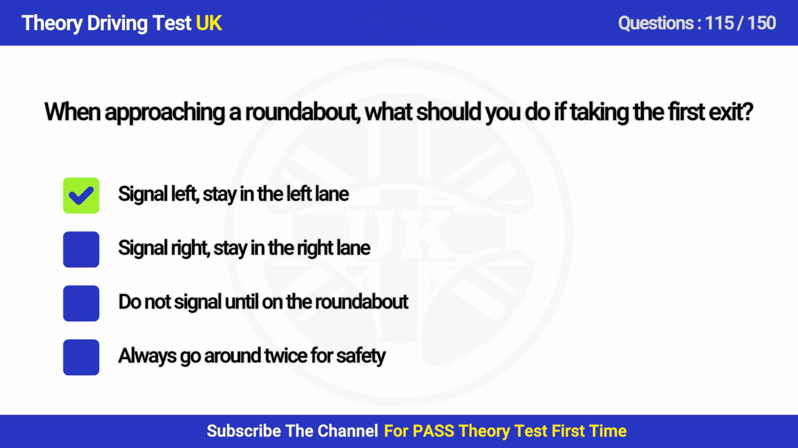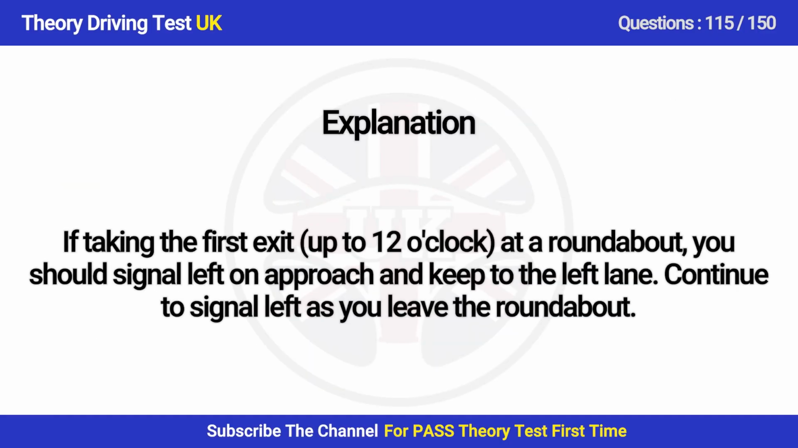Answer is A. Signal left, stay in the left lane. If taking the first exit, up to 12 o'clock, at a roundabout, you should signal left on approach and keep to the left lane. Continue to signal left as you leave the roundabout.